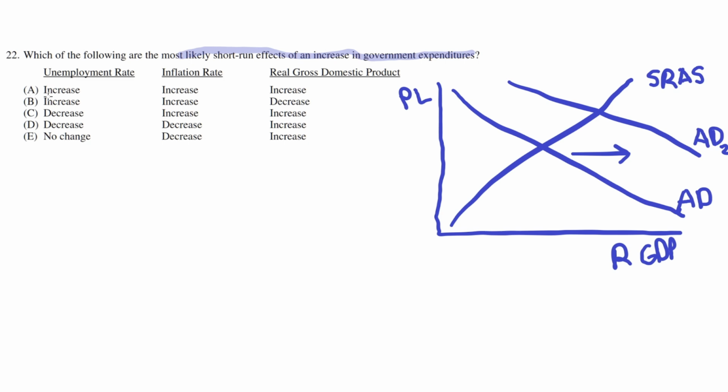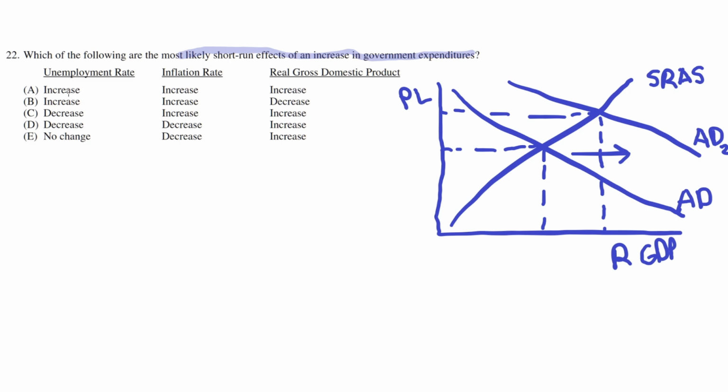So option choice A says an increase in unemployment, an increase in inflation, and an increase in the real GDP. So we can say that the real GDP does increase because the original real GDP was right here, but after the shift, the real GDP is right here. So there is an increase in real GDP. And furthermore, for the inflation, the price level right here is down here, but after the shift, it increases to up here. So it is true that inflation would increase and the real GDP would increase.